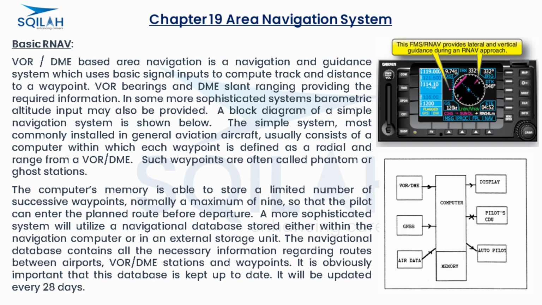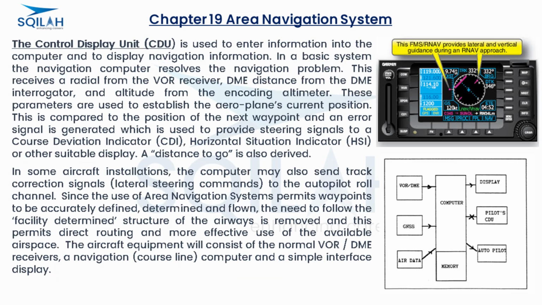A more sophisticated system will utilize a navigational database stored either within the navigation computer or in an external storage unit. The navigational database contains all the necessary information regarding routes between airports, VOR/DME stations, and waypoints. It is obviously important that this database is kept up to date. It will be updated every 28 days. The Control Display Unit, CDU, is used to enter information into the computer and to display navigation information.